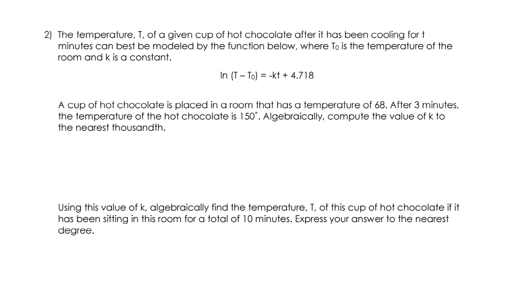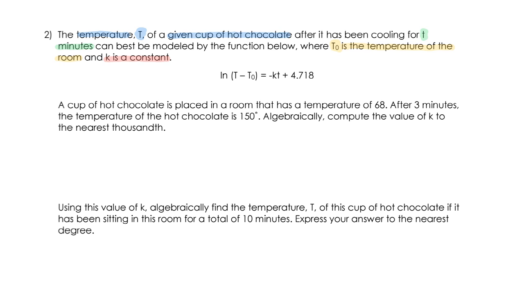All right, so in number 2, it says that the temperature T of a given cup of hot chocolate, after it has been cooling for lowercase t minutes, can best be modeled by the function below, where T sub 0 is the temperature of the room and K is a constant. Okay, so a lot of variables in there.